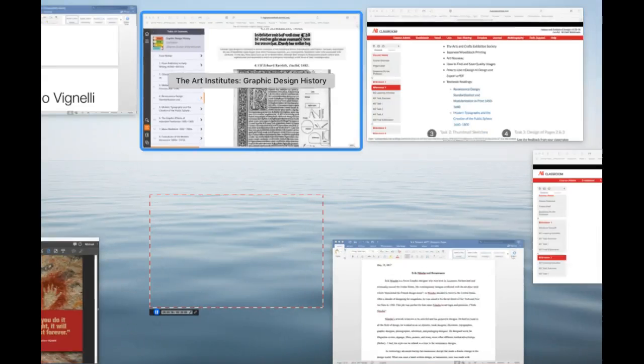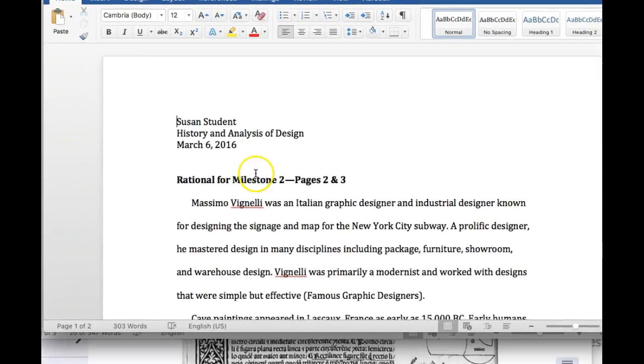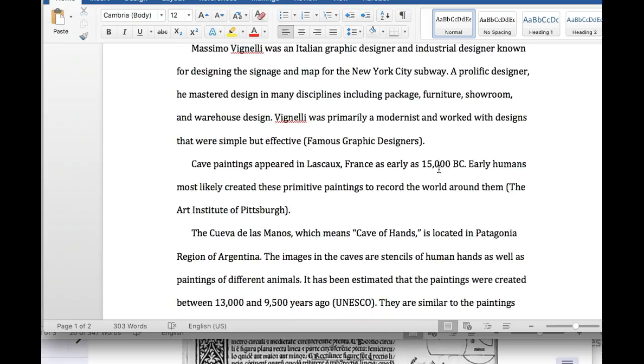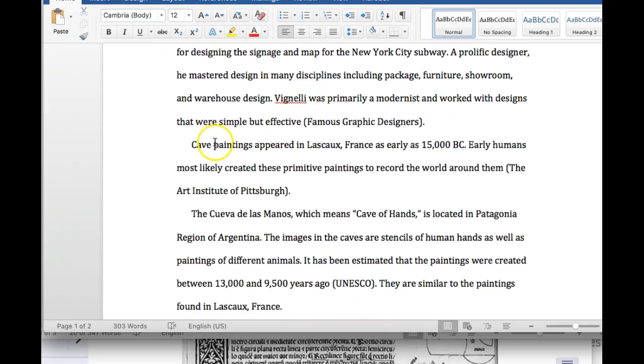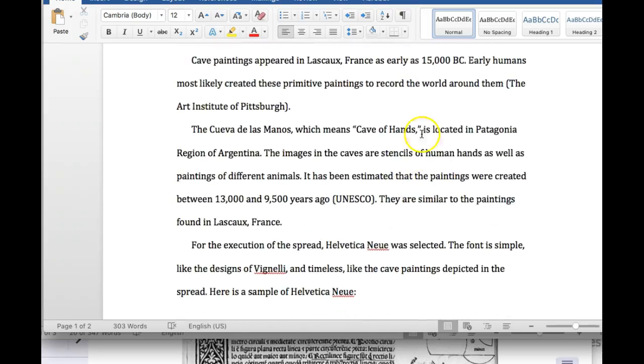Okay, so in the sample paper, this student said, here's what I'm going to do. I'm going to talk about Massimo Vignelli. That's the designer of choice. That is the little bio of Massimo Vignelli. She also picked a quote from Massimo Vignelli. And then she said, all right, I'm going to use this period of time as the chosen art for the spread. So she's got Massimo Vignelli for the designer, the Lascaux cave paintings in France for the period.